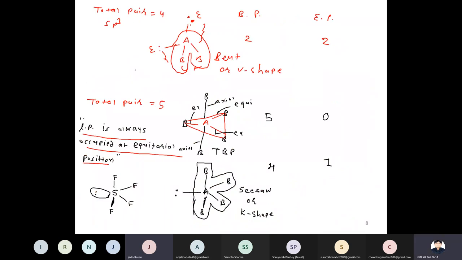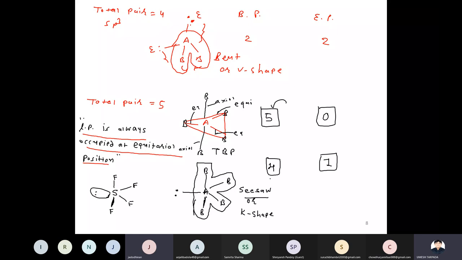Now this is a trigonal bipyramidal geometry. If you have 5 electron pairs, then you can have a trigonal bipyramidal. Out of 5 electron pairs, suppose 0 is a lone pair and all are bonding pairs, then you are getting the ideal structure, trigonal bipyramidal. But if one of them is a lone pair, and four bonding pairs, then it's a see-saw.